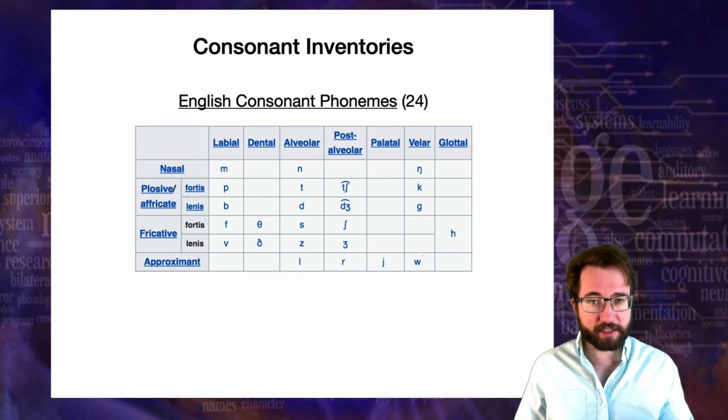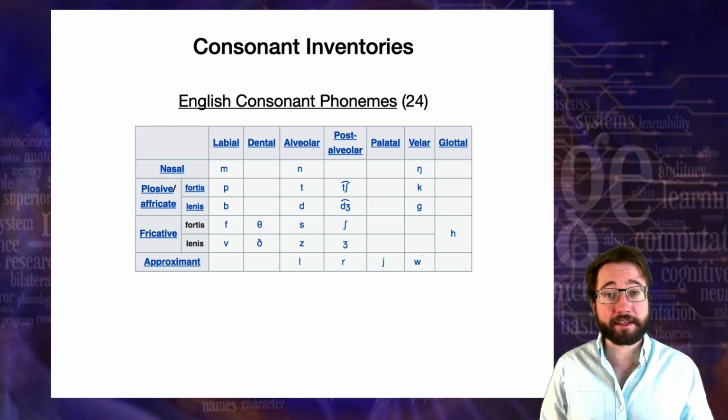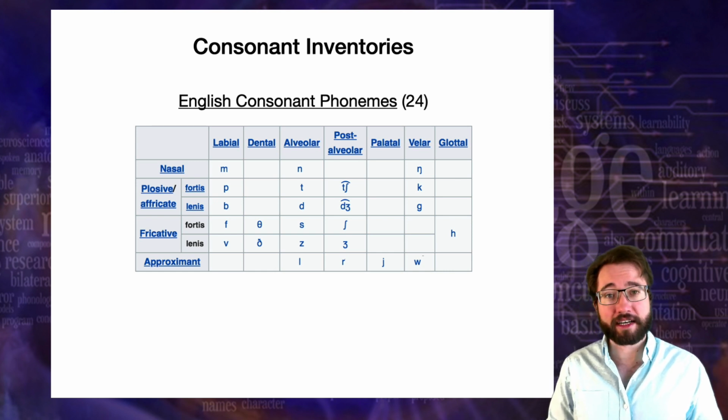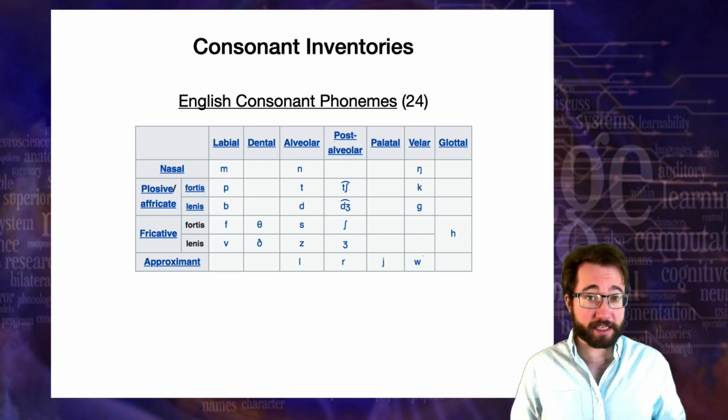So let's just take a look at the English phoneme inventory. Well, first thing we can note is that there's 24 of them. Basically, there are 24 different consonant phonemes in English. We're going to see that in terms of numbers, that's very typical.